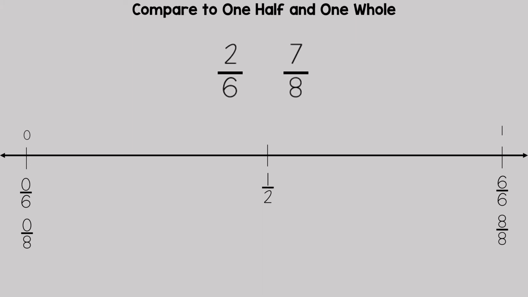We also want to create equivalent fractions to 1/2 so that we know where to place these two numbers on the number line. An equivalent to half with a denominator of 6 is 3/6, and the equivalent fraction with a denominator of 8 is 4/8. Now we can place 2/6 and 7/8 on the number line. 2/6 would go right before 1/2 because 1/2 is equivalent to 3/6, and 7/8 would go about right here, closer to a whole because it's 1 away from 8/8. So from this we can see that 7/8 is greater than 2/6.